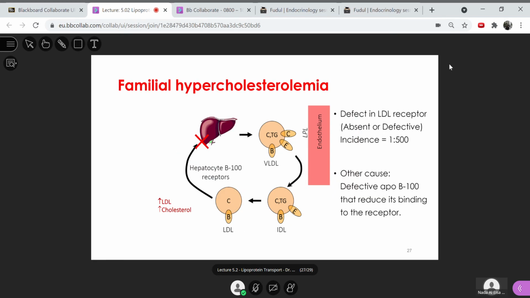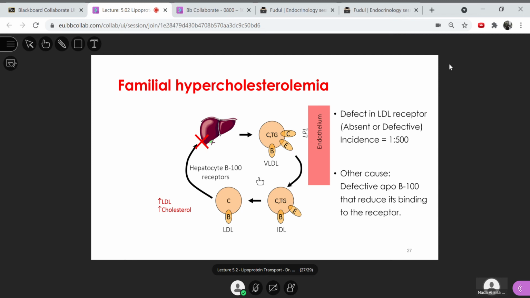Another type is familial hypercholesterolemia. As you would imagine, since it's hypercholesterolemia, it will be relevant to LDL, and the precise defect is in the LDL receptor. So the circulating LDL cannot be removed, and it will remain in the blood with elevated LDL and therefore elevated cholesterol, because it's the main component of LDL. It's quite common and it's genetic, 1 in 500 of the general population. It could also be due to other reasons.